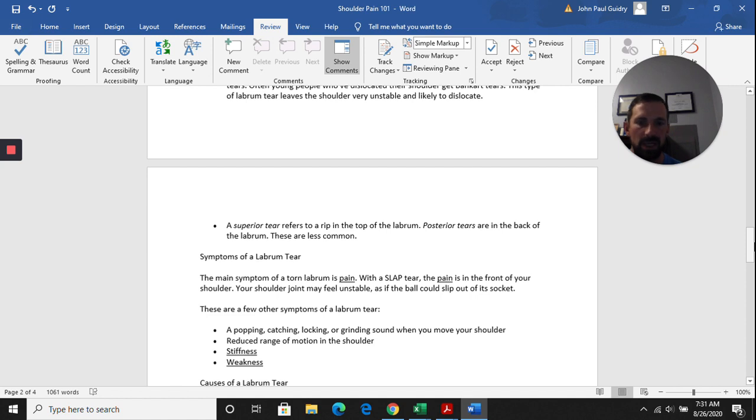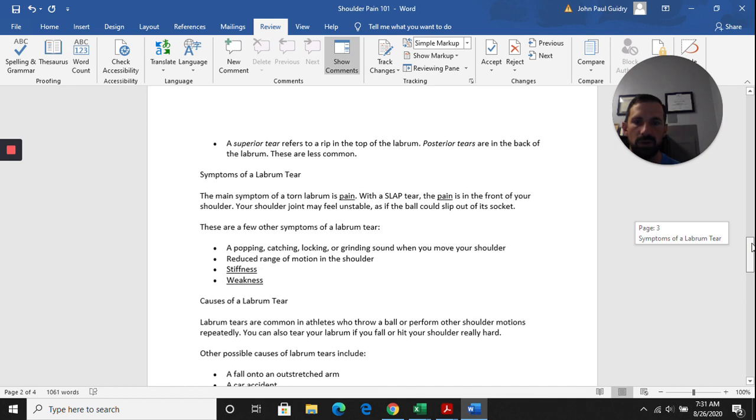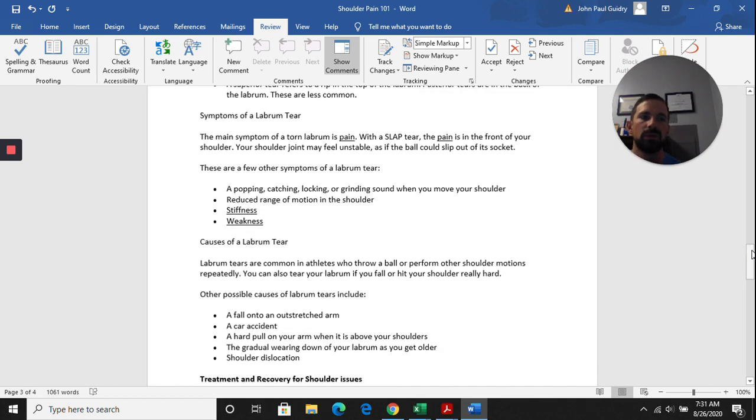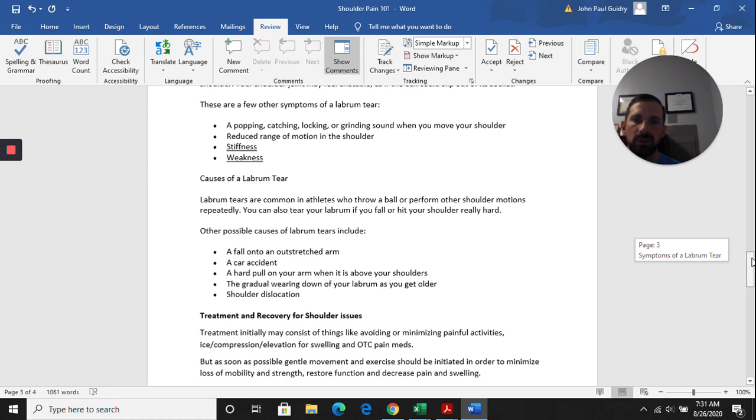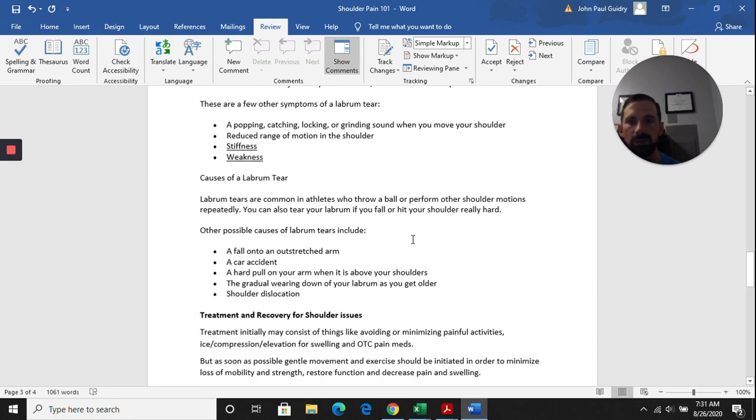Popping, catching, locking, grinding, loss of range of motion, stiffness, guarding, weakness with use of the arm. But again, these can be symptoms of a lot of issues in the shoulder. Labrum tears, again, can be caused by repetitive use issues, or by traumatic issues such as falling with your arms outstretched, a car accident, overhead type injuries, as well as just a gradual wear and tear of use over the years.